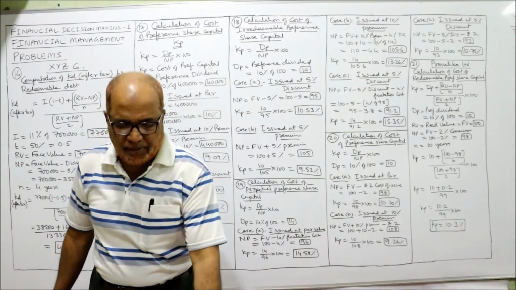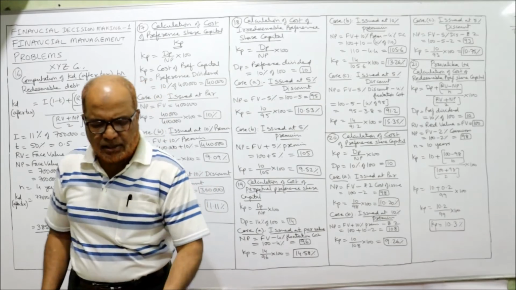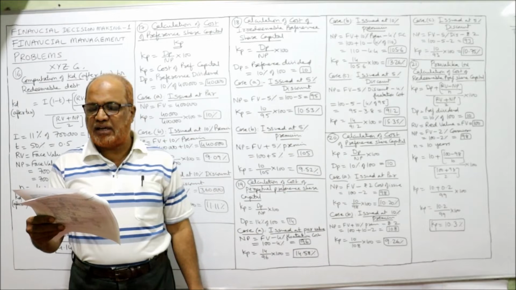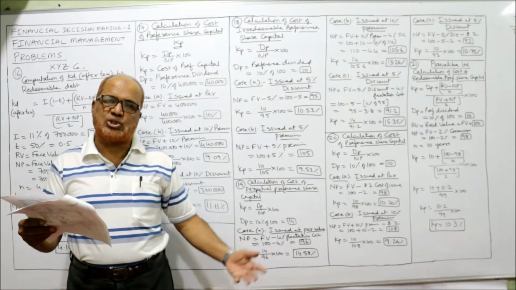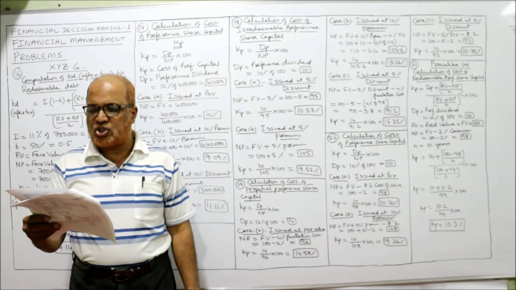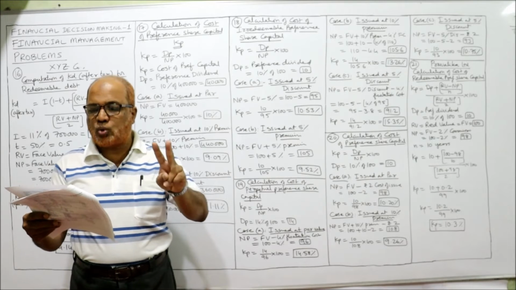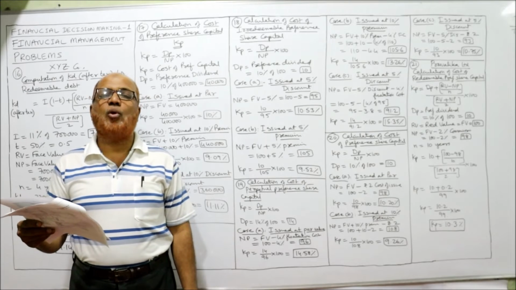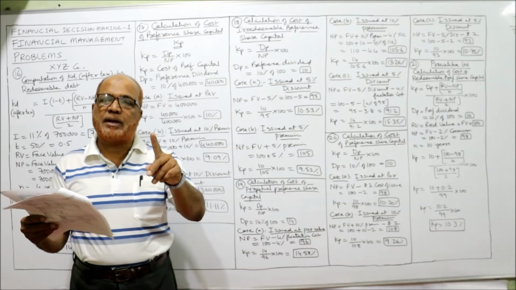19 problems completed. See the 20th. A company issues 10,000 10% irredeemable preference share, just like the previous problem. Irredeemable preference share of 100 each. Cost of issue is 2 rupees per share. Cost of issue, that means flotation cost, is given per share.